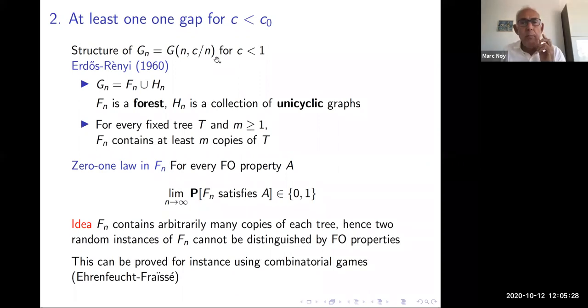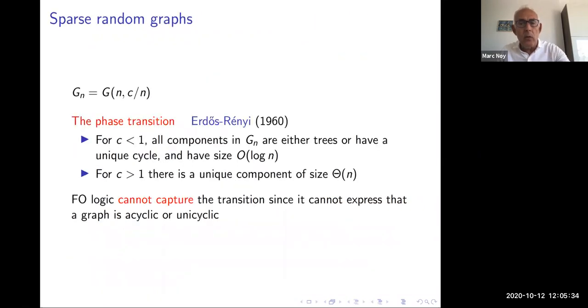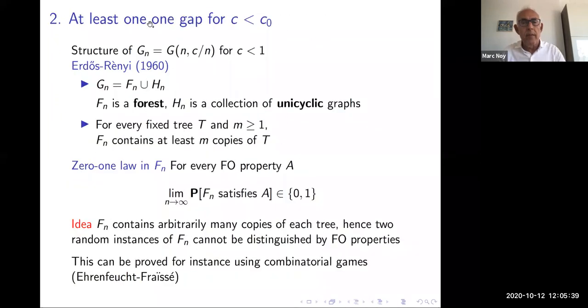So what Erdos really proved in this subcritical regime, remember that here all components are either trees or unicycles, but even more is true. This is a union of trees, which is a forest, and this is a union of unicyclic graphs. This is given by the result I just mentioned. But then something else happens. Every fixed tree appears in this forest as many times as you wish. For every fixed tree and multiplicity, this random forest contains at least n copies of T.